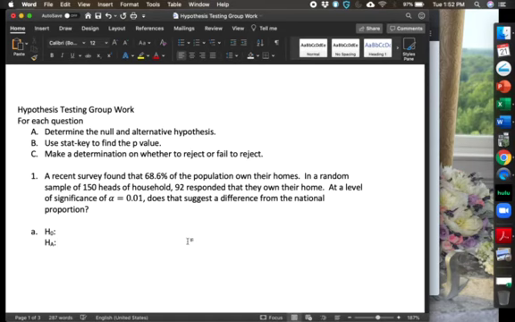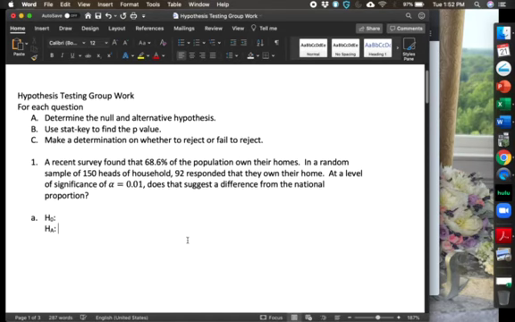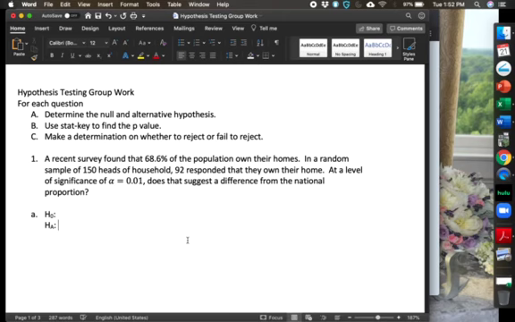So let's start with our first question. In a recent survey, it was found that 68.6% of the population own their own home. In a random sample of 150 heads of household, 92 responded that they did in fact own their own home. At a level of significance of 0.01, remember that's our maximum type 1 error, does this suggest a difference from the national proportion?